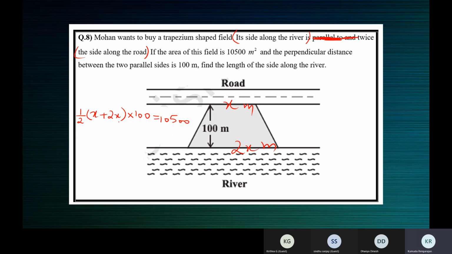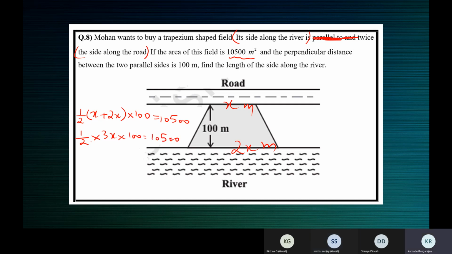All right, so we have substituted. And why did we use the area formula? Because we are given the value of the area, 10,500 meters squared. All right, so how do we simplify this? 1/2 into 3x into 100 is equal to 10,500, ma'am.